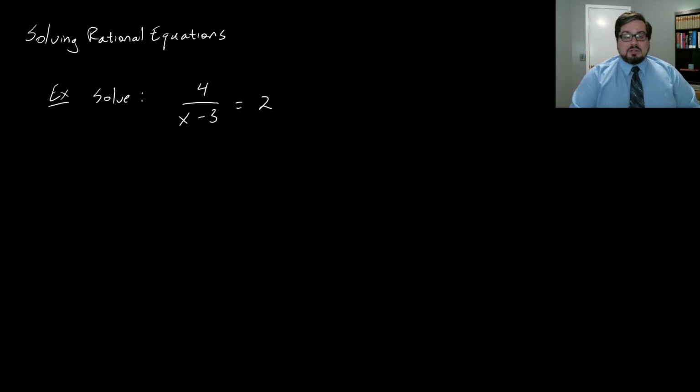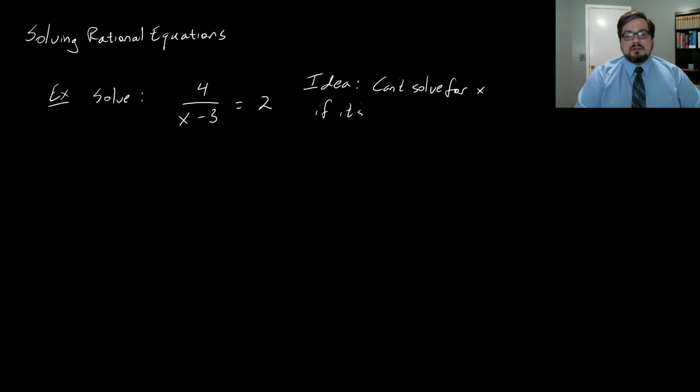Now this is a rational equation because the left-hand expression here is a rational expression. In particular, you'll notice that it includes x in the denominator. Now there are two big takeaways, two big ideas that we need to keep in mind when we look at rational equations. The first idea is that we can't solve for x if it's in the denominator. And therefore, our first task when working with rational equations is usually to get all of the x's, all of the variables, out of the denominator.